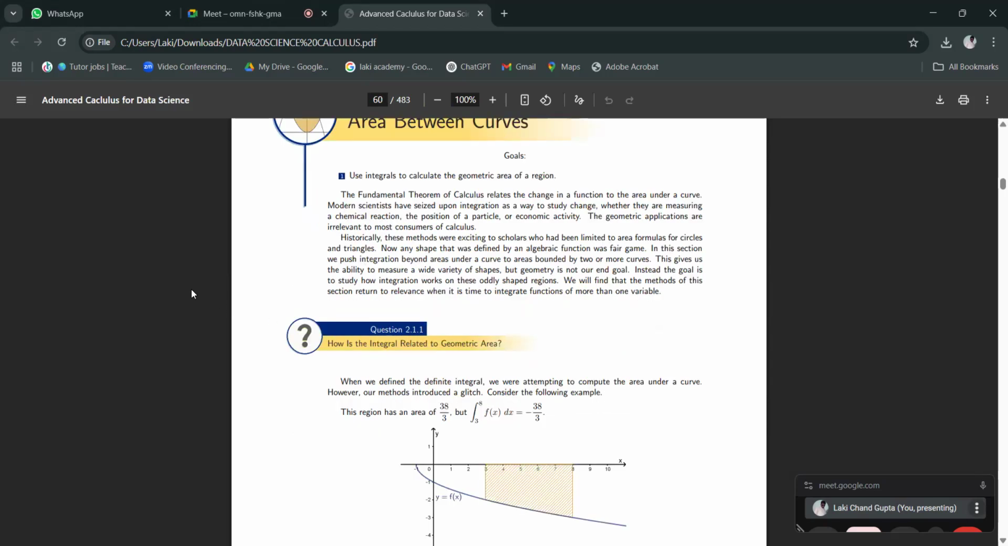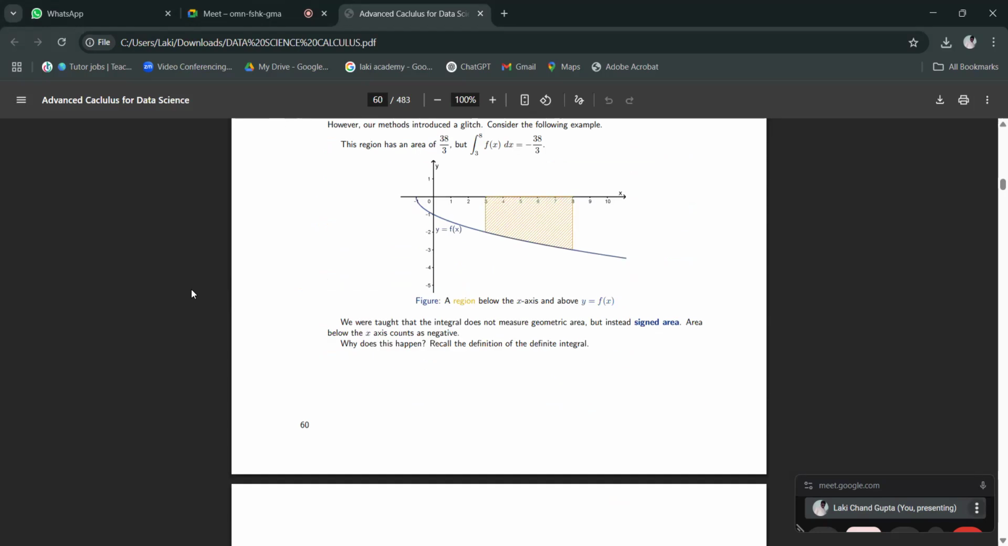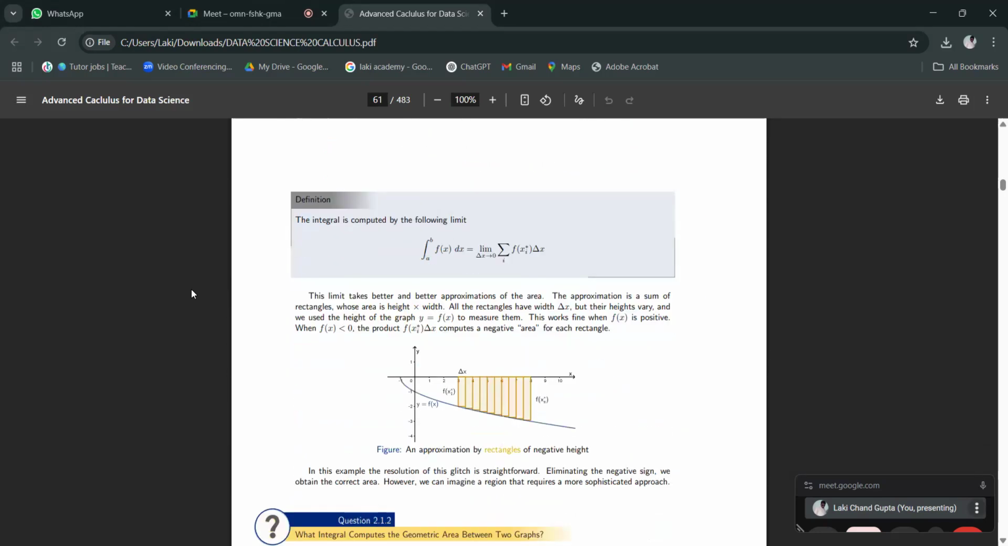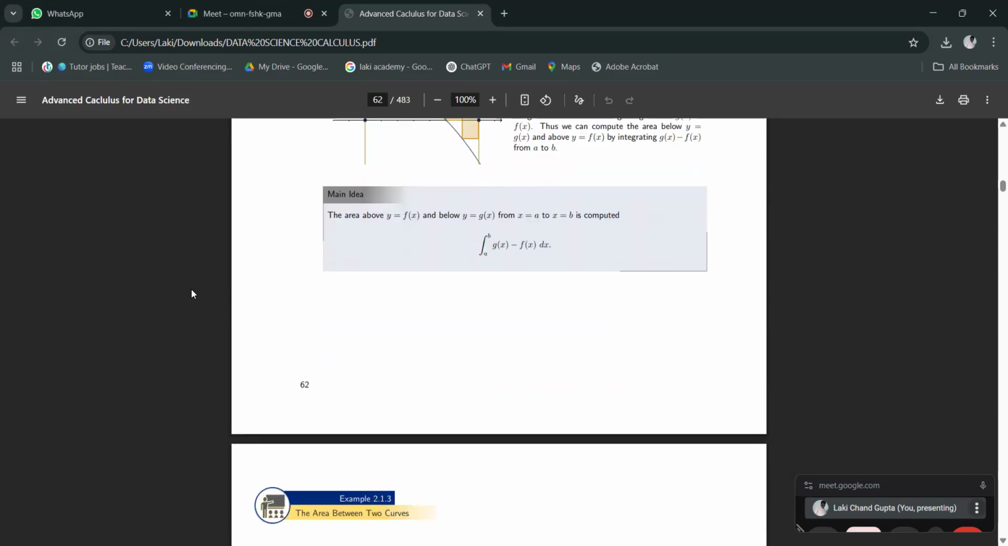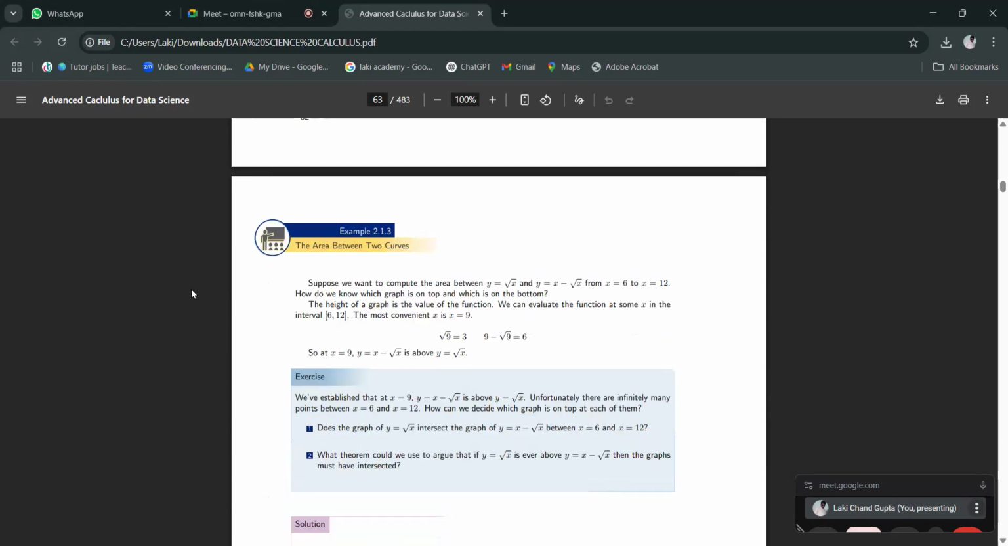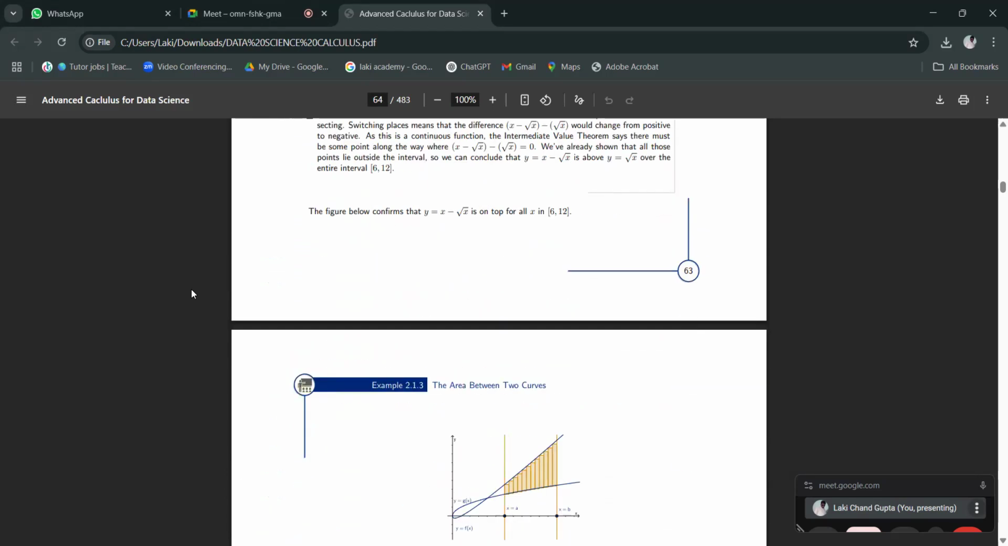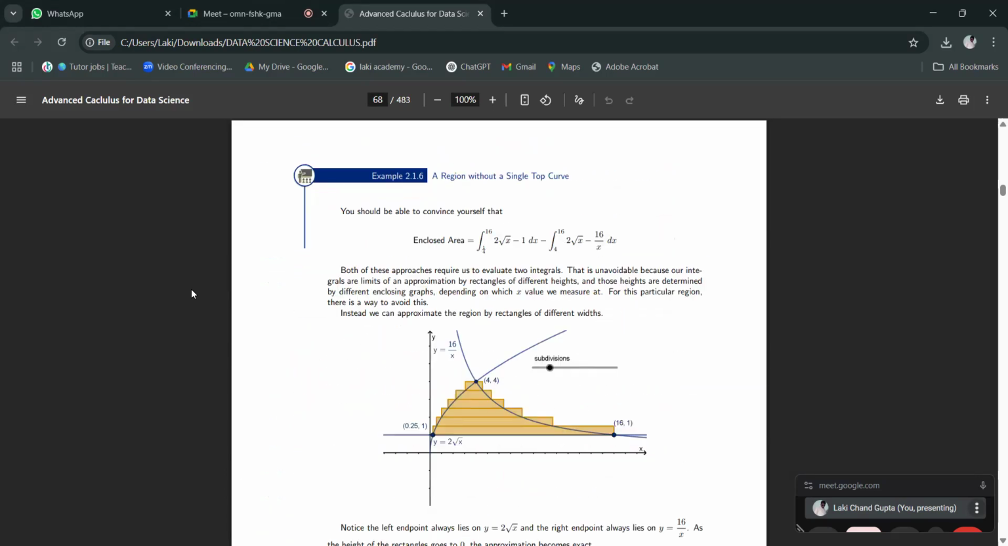Okay. Now I tell you how to find the area. I think we have discussed this, so we skip this chapter. Earlier we have learned how to find integration area, right? Correct.